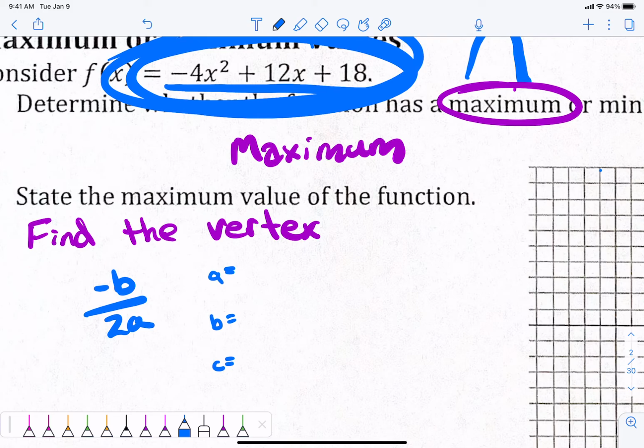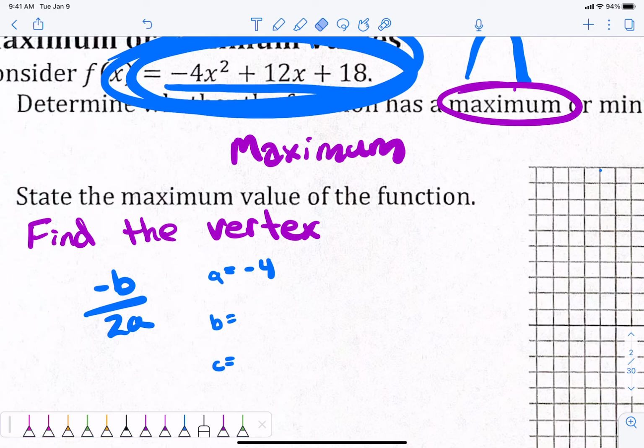What's A? If you had to guess, we have an A, a B, and a C. Which one's A? -4. Easy. -4. Great.